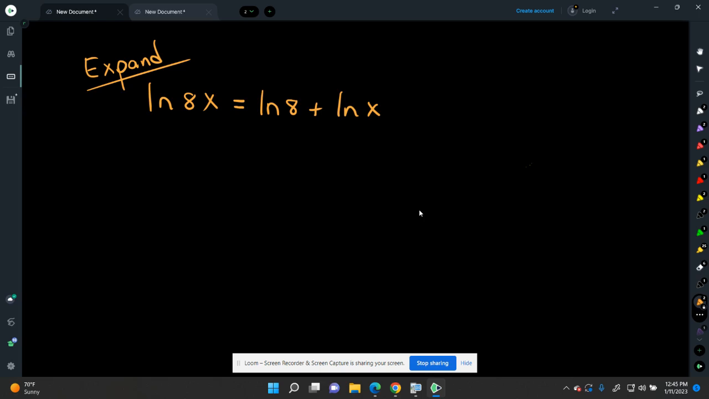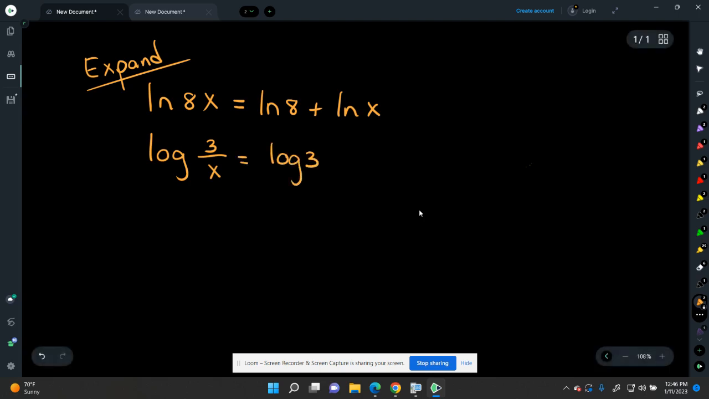Okay, how about the next one? Log of 3 over x. Now there's no base there. What does that mean? Base 10, right. Okay, let's expand this. This is division. So what do we do with that division? Subtraction. Log 3 minus log x.